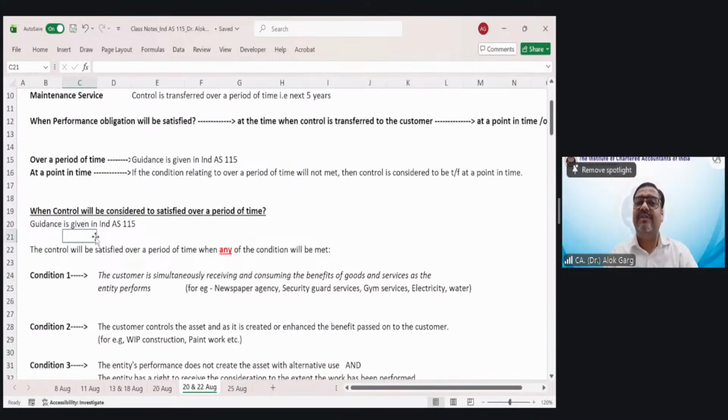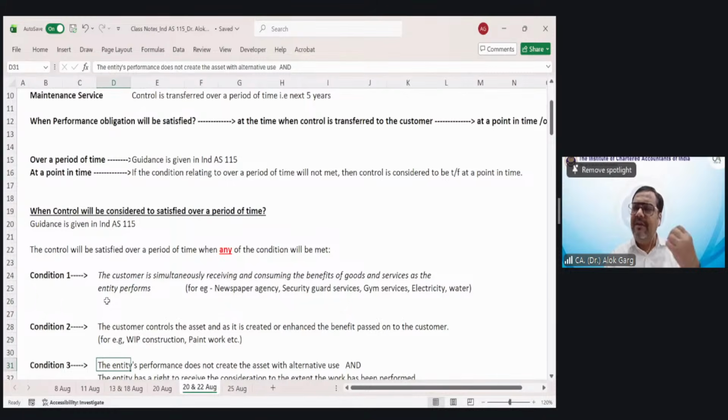So now we need to recognize revenue either at a point in time or over a period of time. Now, the question is, sir, do we have any guidance about when you will say that control has been transferred over a period of time or at a point in time? Guidance is provided for control transferred over a period of time. And if that guidance is not met, then automatically control is transferred at a point in time.